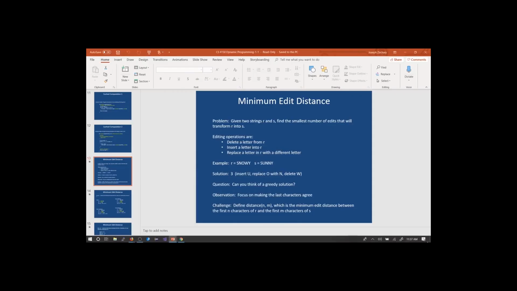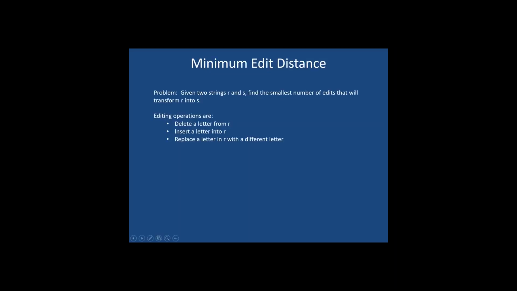Okay, so this is a classic dynamic programming problem. The problem is we're given two strings, R and S, and we want to find the smallest number of edits that will transform R into S. What you're able to do is delete a letter from R, insert a letter into R, or replace a letter in R with a different letter. So think of the edits as happening to R, and the goal is to turn R into S.